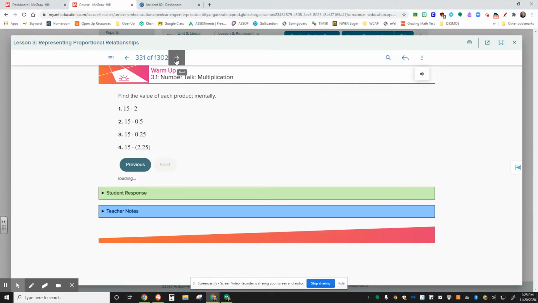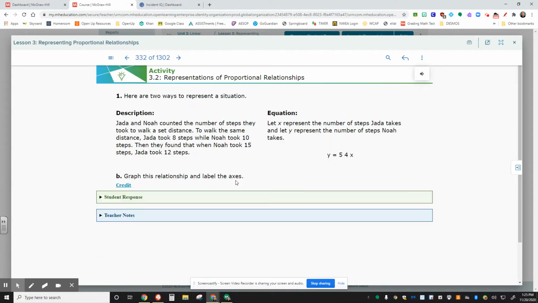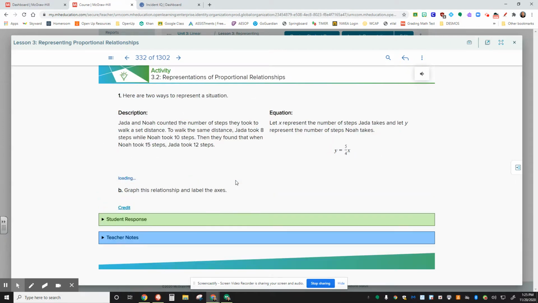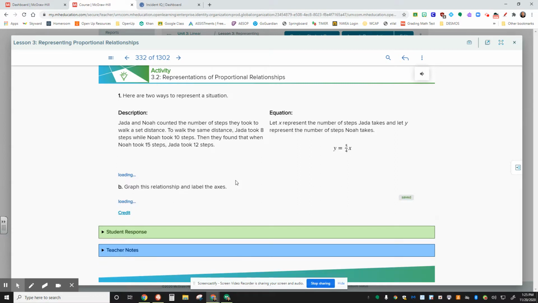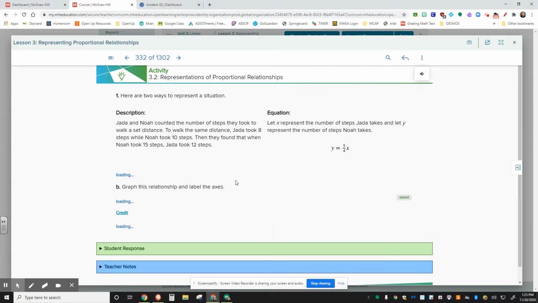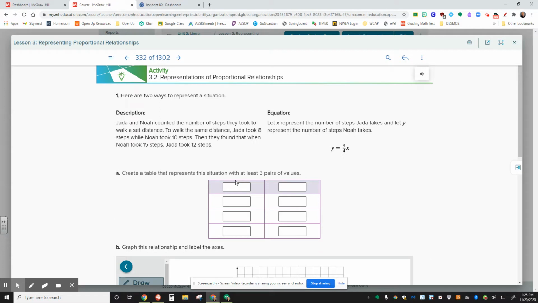As we look through, let's go ahead and switch back to this one. We have a couple of ways to represent a situation where we have Jada and Noah, and they're counting the number of steps that they take to walk a set distance. Now that distance is going to change, but we'll find out something does not in this situation. When Jada counted, she took 8 steps, while Noah took 10 steps. Of course, this was in the same distance. And then they found that when Noah took 15 steps, Jada took 12 steps.